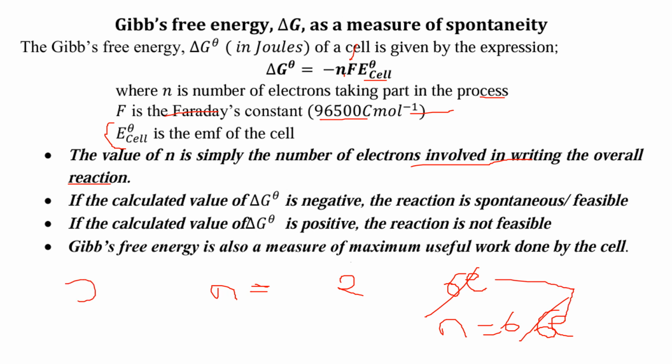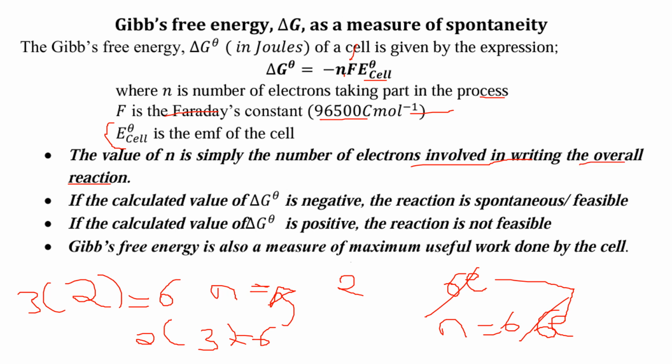If initially you have one equation with 2 electrons and the other equation with 3, and you need to eliminate these electrons in your overall reaction, you multiply this upper one by 3 and this lower one by 2. That means the equations you are going to use will have 6 electrons in each. So n is going to be equal to those 6 electrons. I hope that is clear: the number of electrons involved in your overall reaction.